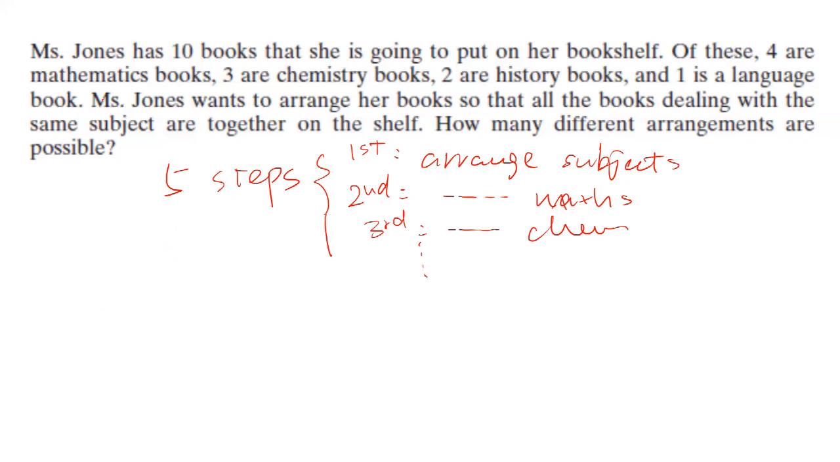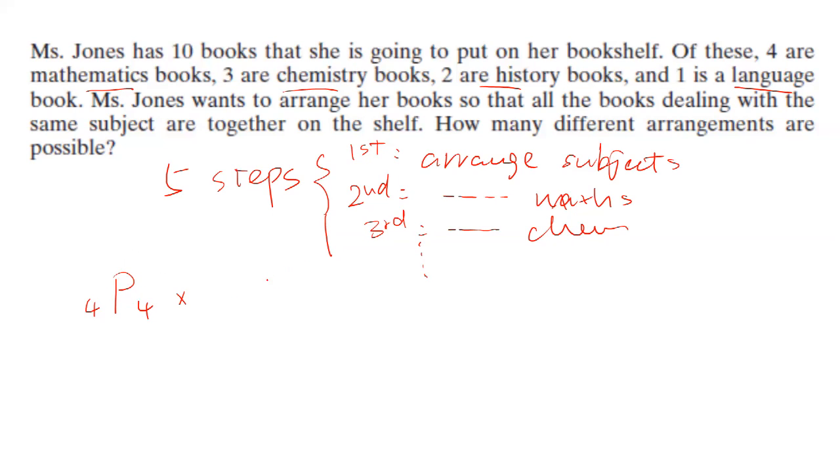We have mathematics, chemistry, history, or language. So there are 4 different subjects, right? The task is to pick 4 different subjects, or to pick 4 subjects out of 4 different subjects. So for the first step, there are P44 different ways to finish, right?